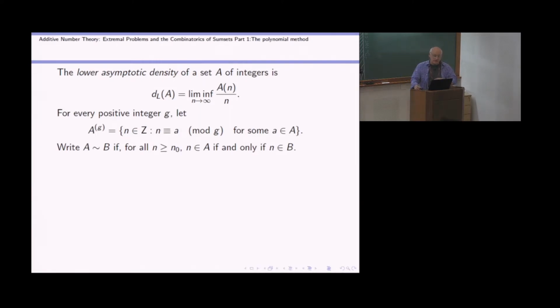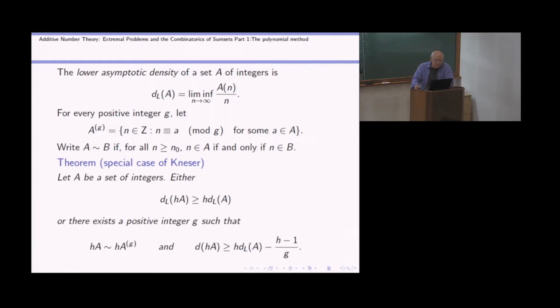So Martin Kneser, I think it was his doctoral thesis in Germany in the 1950s, proved a theorem about a lower bound for the asymptotic density of sumsets. And I'm just going to give a special case. So this is a special case of Kneser's theorem. There's what's essentially a special case of this, which is the version everyone talks about, subsets and sumsets in a finite abelian group. And you can almost get it from this theorem.